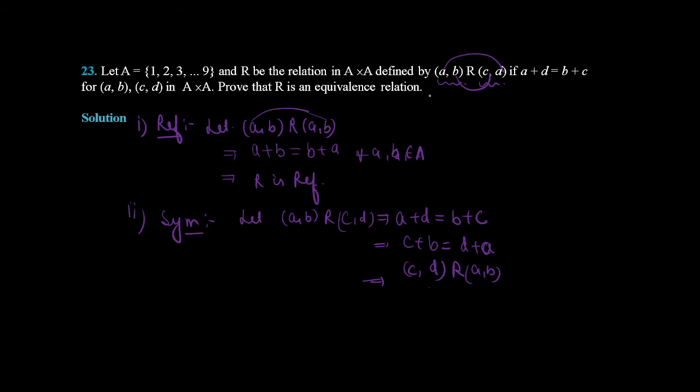बिकॉज अगर हम यहाँ पे वापस रिलेशन की डेफिनेशन लगाएंगे तो यहाँ पे क्या मिलेगा, c plus b is equal to d plus a. So that means (c, d) is related to (a, b). So I can say that my relation R is symmetric, right?